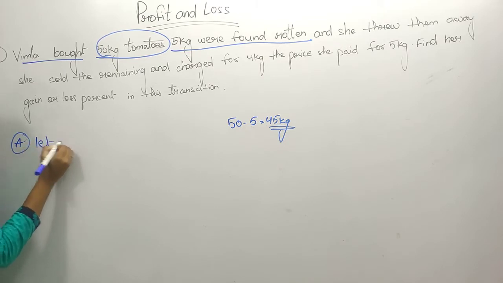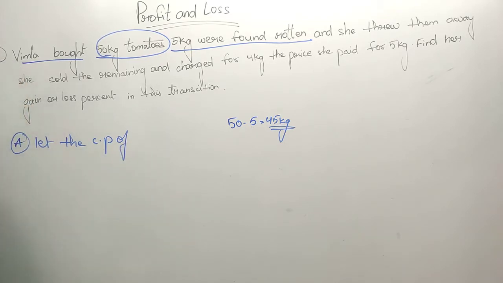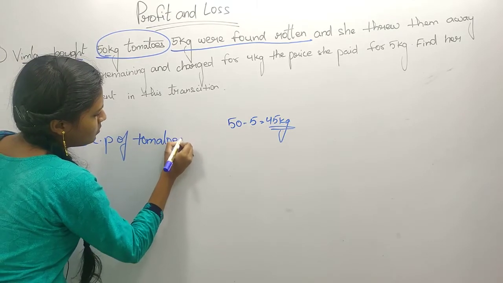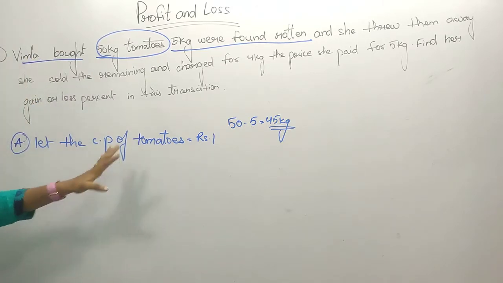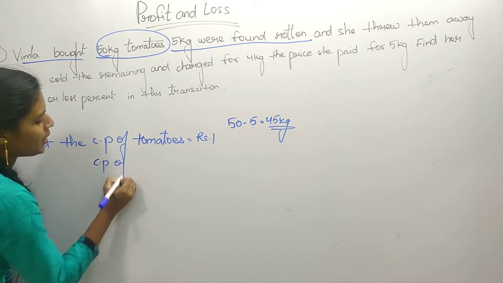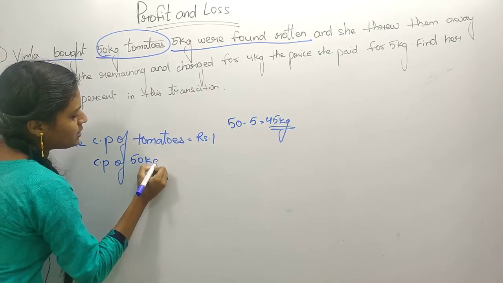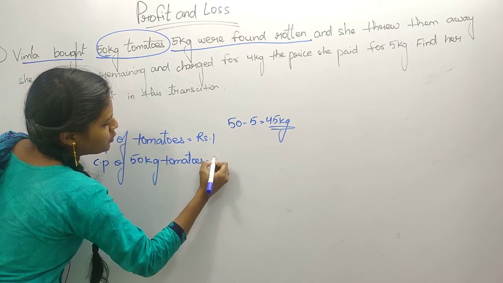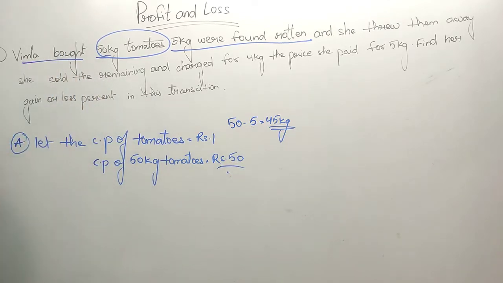Let the cost price of tomatoes be rupees 1 per kg. We think the cost price of tomatoes is rupees 1, and then the cost price of how many tomatoes are given in the question? 50 kg of tomatoes, which means the cost price of 50 kg of tomatoes is equal to rupees 50.